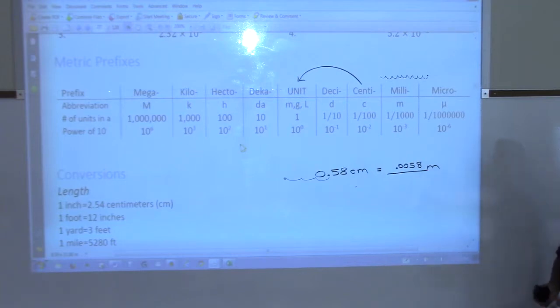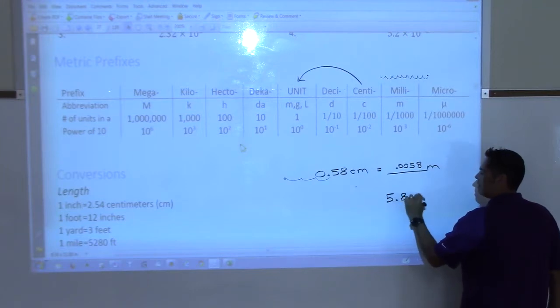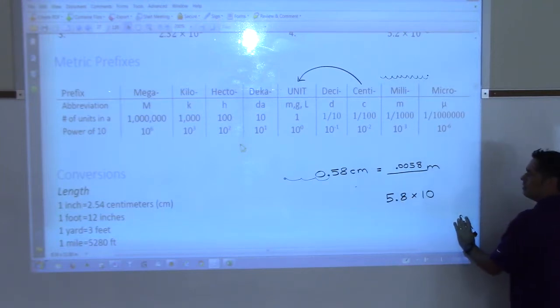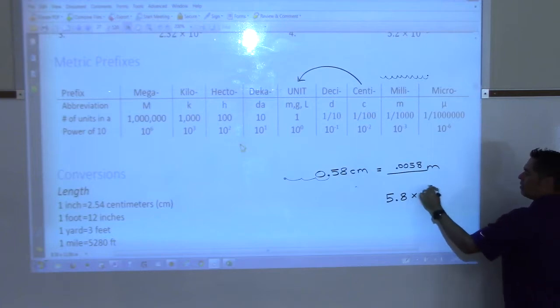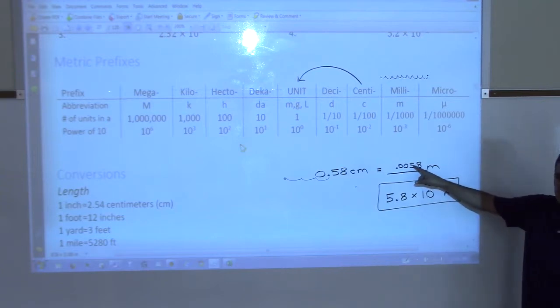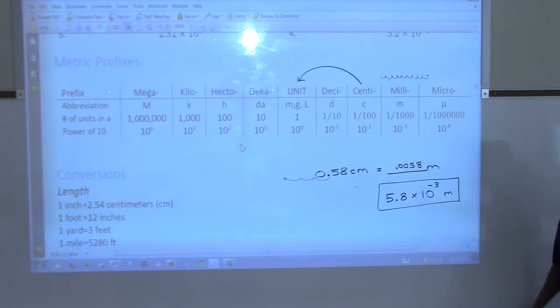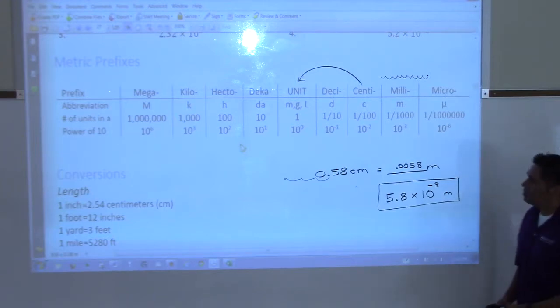Now, can somebody please just give me that in scientific notation? What is that in scientific notation? 5.8 times 10 to the negative 3 meters. So this is an acceptable answer, but while we're talking about scientific notation, we'll go here. All right. Let's do another one.